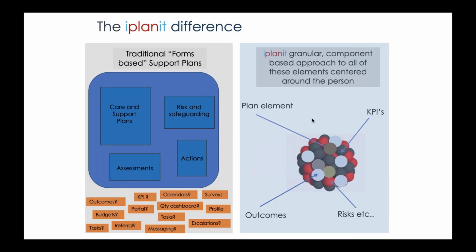But the core difference with Iplanet, I believe, is that because we've designed the system around people, the person supported, it allows Iplanet to support providers who only support a couple of people, 50 people or so, or national organizations that support thousands. And that's because of the architecture of the coding or the system, which sounds a bit boring, but it's actually really, really important.